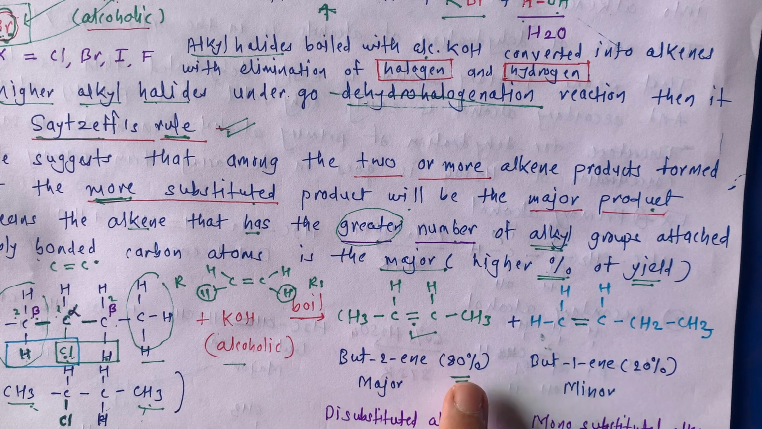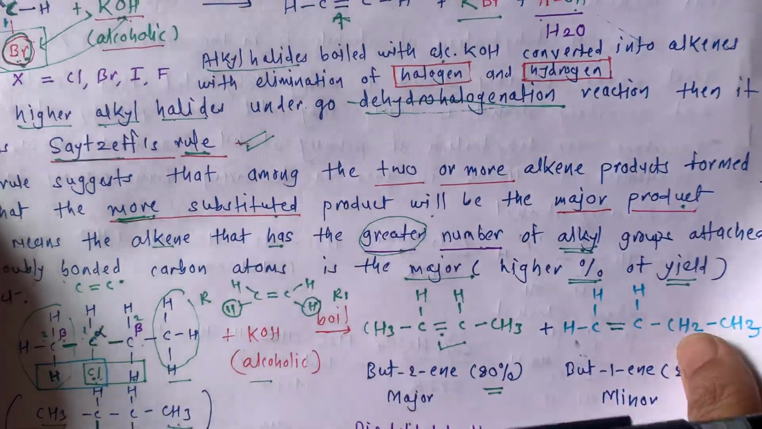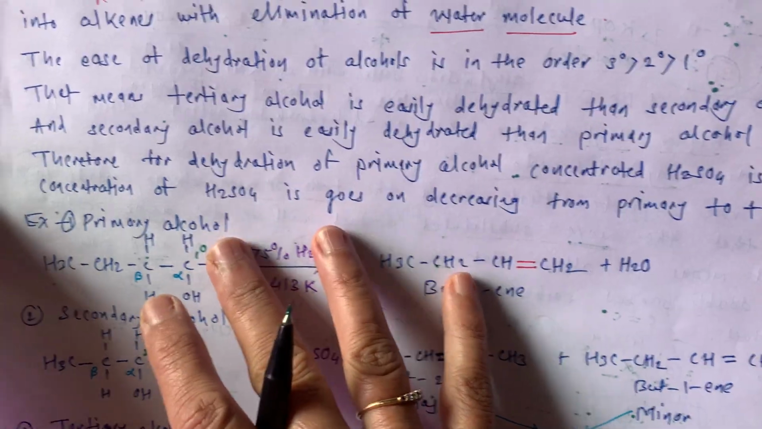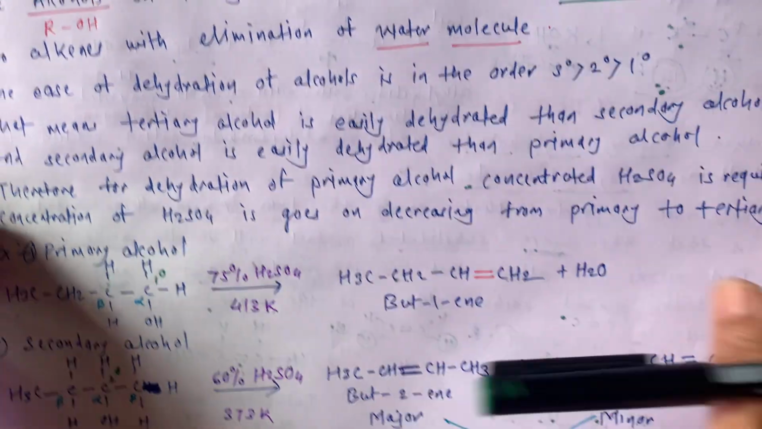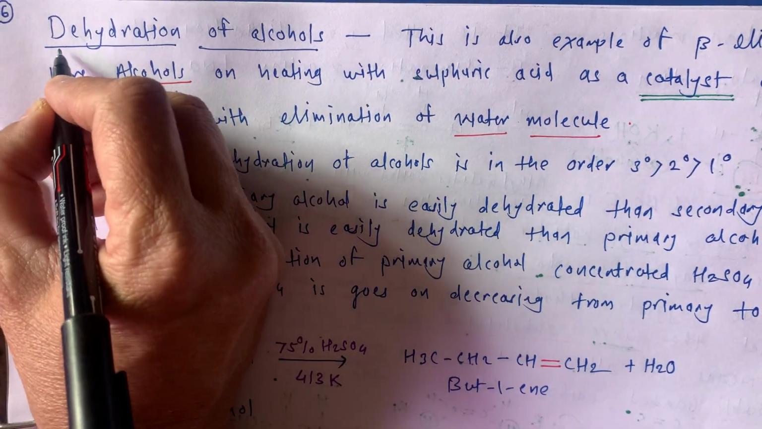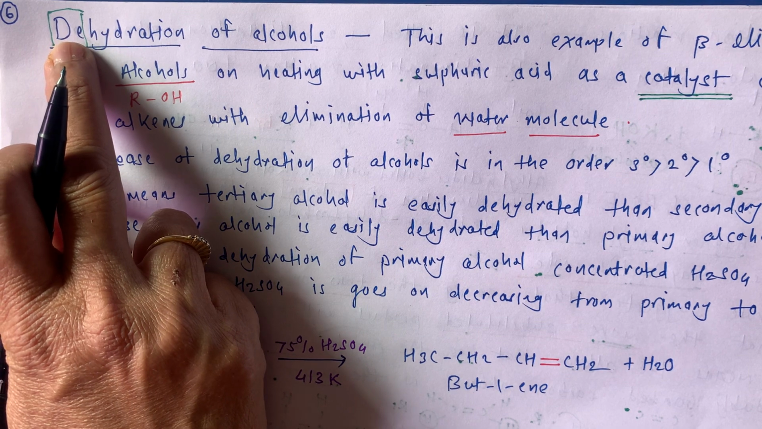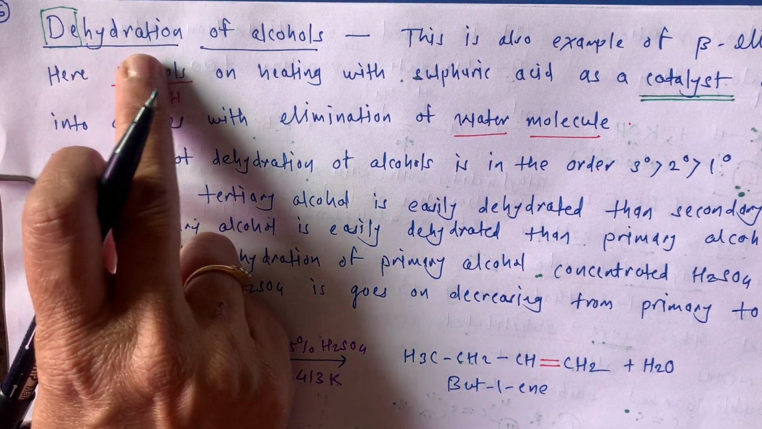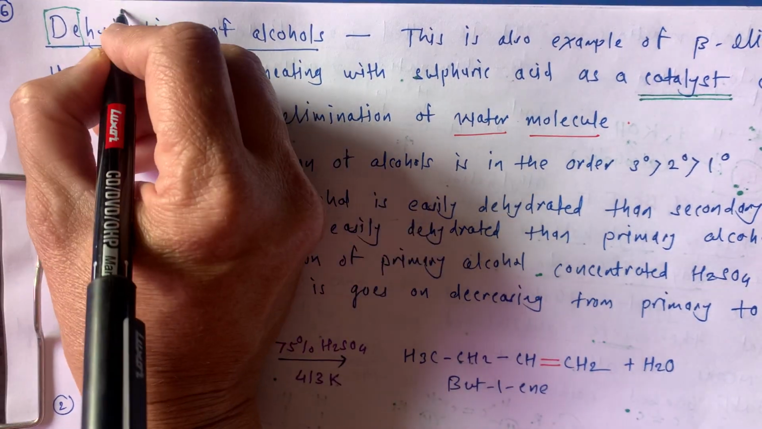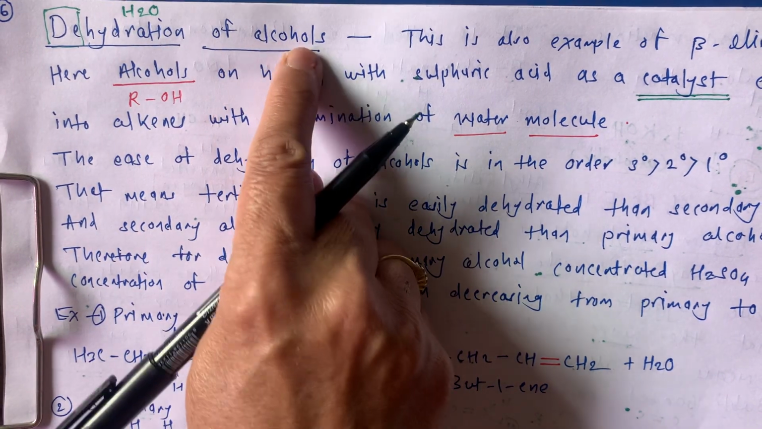Now we will see the next reaction under elimination only, and that is dehydration of alcohols. Dehydration of alcohols. Again the word 'de' is here, meaning again what is that? Elimination reaction. Removal of a hydra molecule. What is a hydra molecule? Hydra is nothing but our water molecule, H2O, from alcohols.